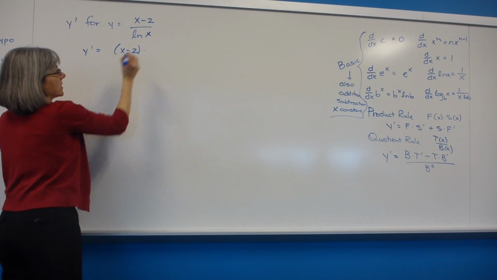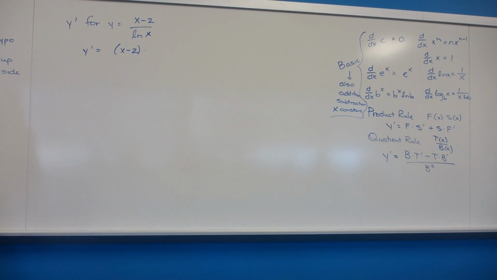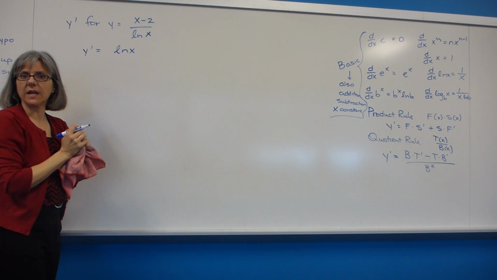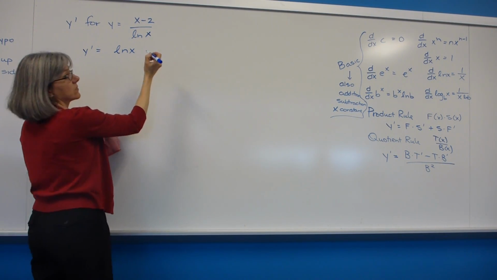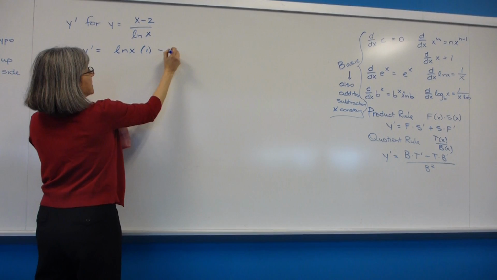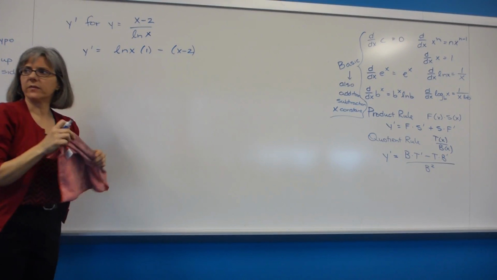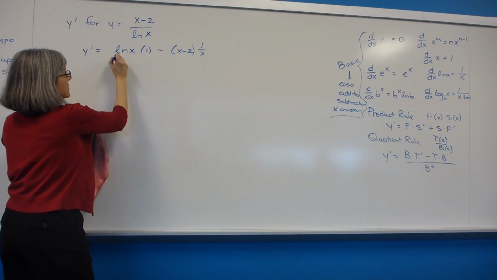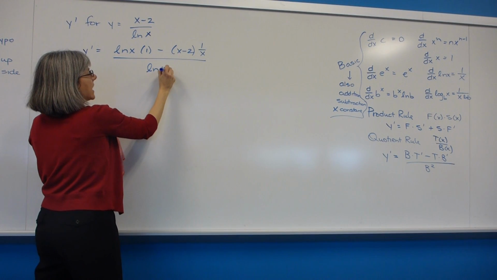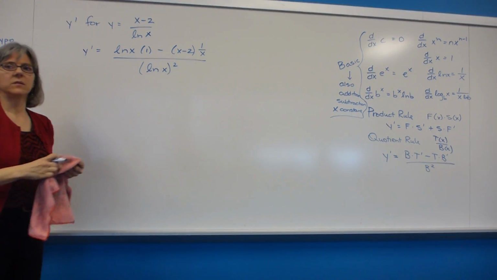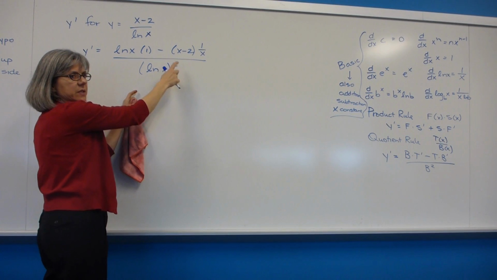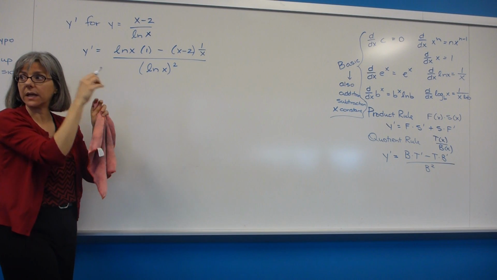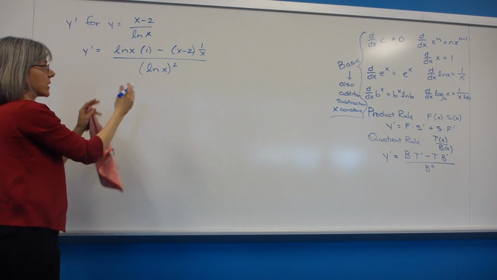Bottom times derivative of the top, which is 1. Minus the top times the derivative of the bottom, which is 1 over x. All over the bottom squared. And I'm going to write it this way. Do not just put a square. Without the parenthesis, the square will apply to the x and not the ln. You're taking that whole thing and squaring it, not just the x, but the ln of the x. So make sure you get the square in the right place.